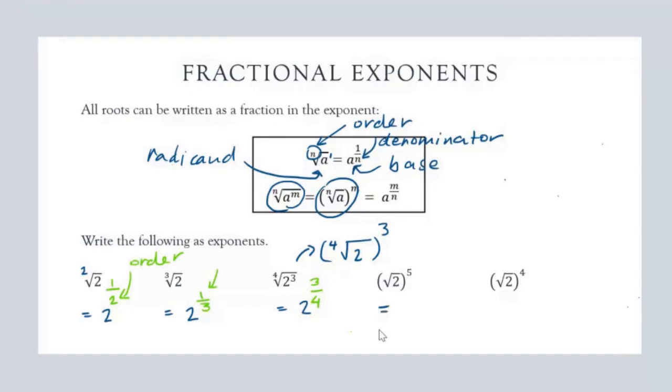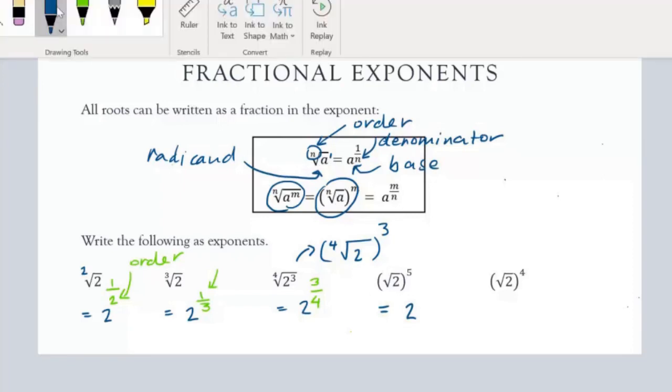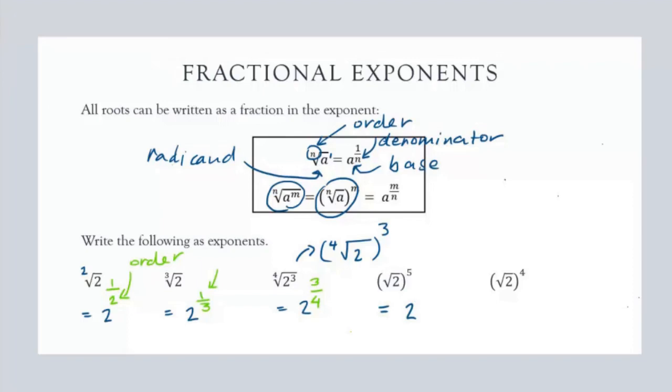Let's keep going. So here we've got another square root, though we're raising it to the power of 5. So we've got our base. Our radicand turns into our base of 2. That's raised to the power of 5/2. It's a square root. This 2 ends up in the denominator.